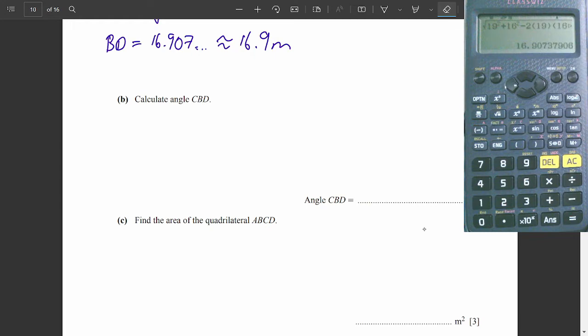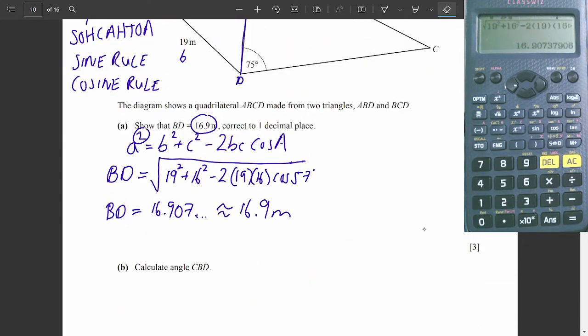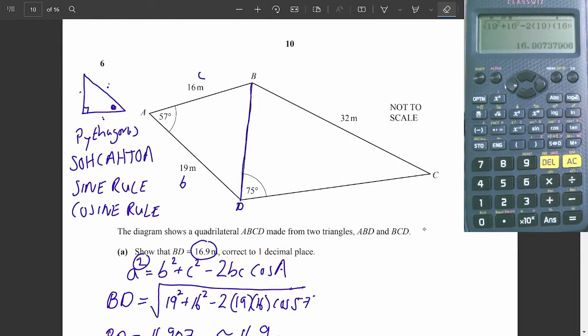Question 6b. We need to find angle CBD. So let's go back to our diagram. Angle CBD is this angle here. Now, from the previous question, we know that this is 16.9. We know we're not going to use Pythagoras or SOHCAHTOA. We're using the sine rule or the cosine rule.